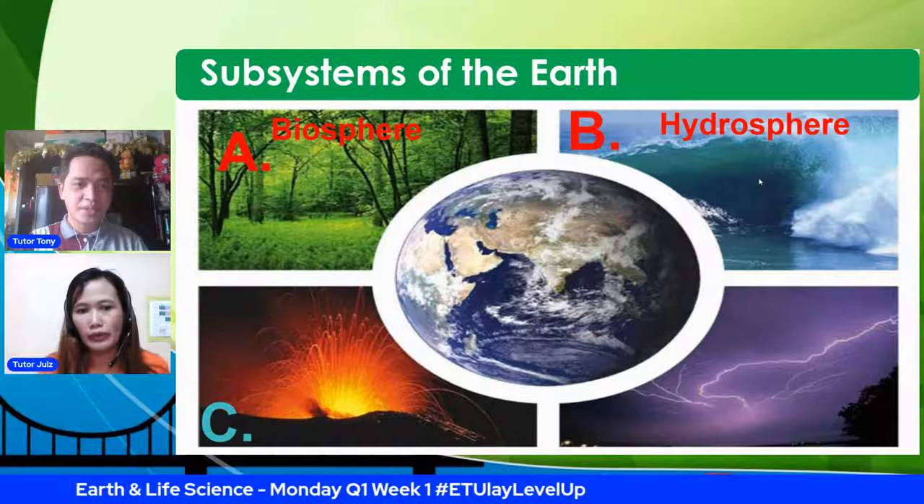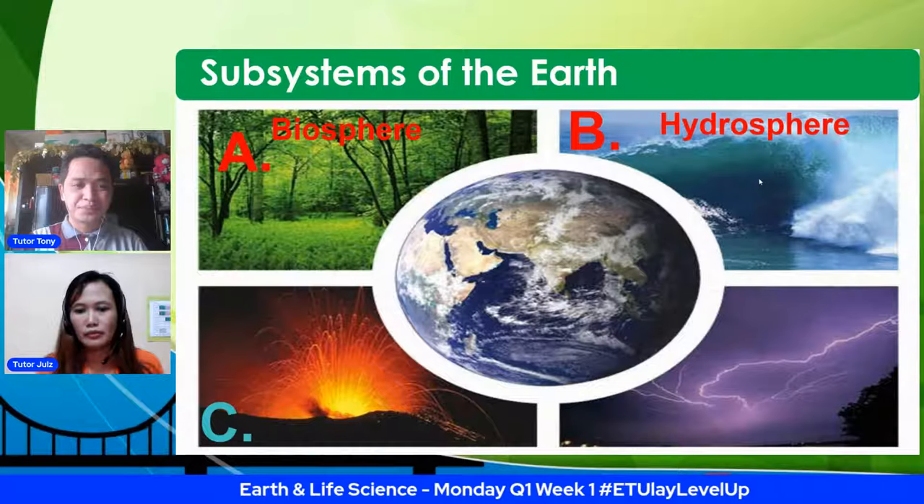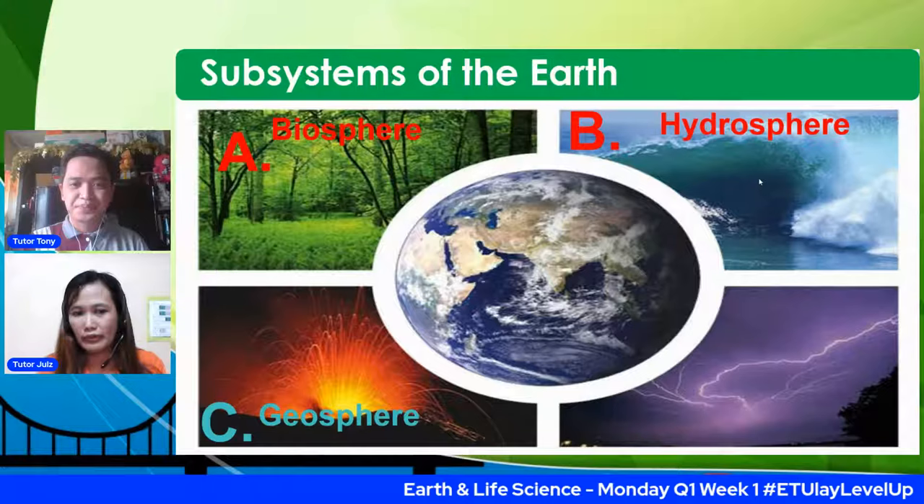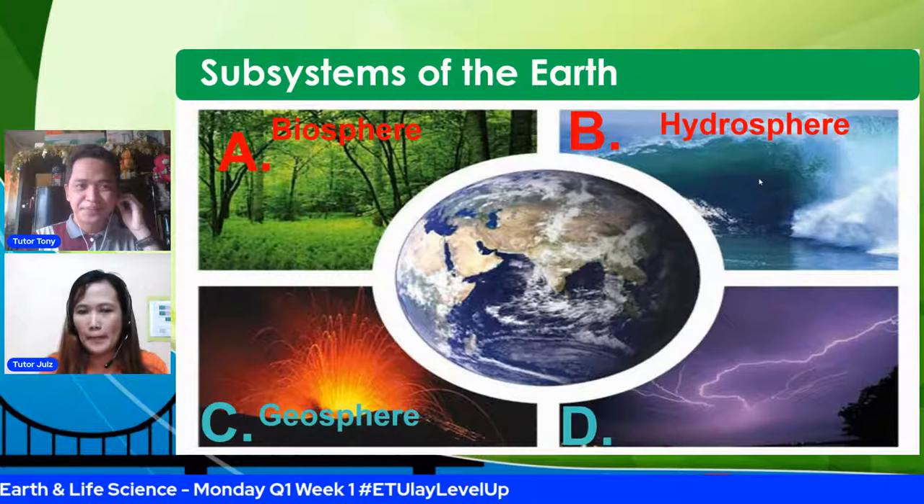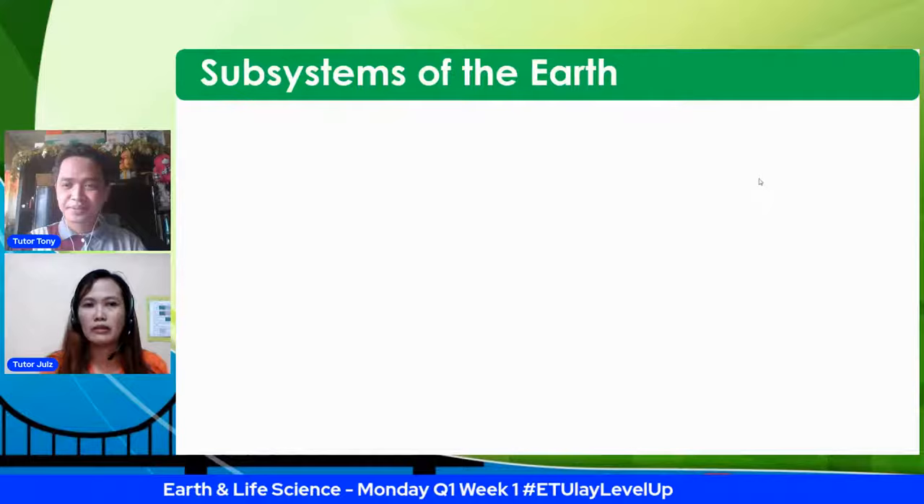And for letter C, that is a picture of a volcanic eruption, right? So there is an element. What is that? Let us show the answer, ma'am. Of course, we have the geosphere. And finally, we already mentioned it earlier in our factors, right? It is in the air or in space. Okay, many are answering now: atmosphere.